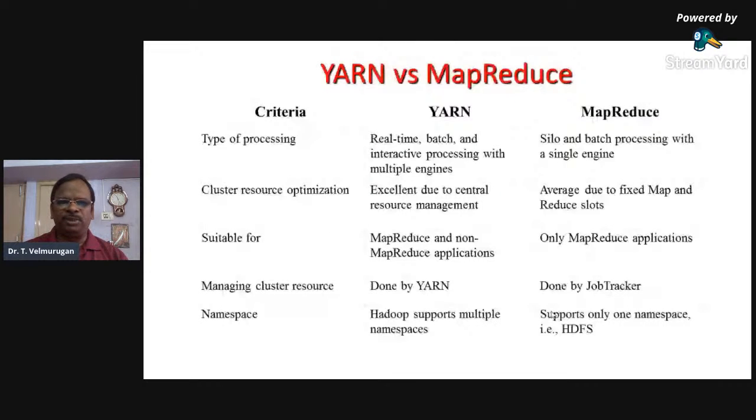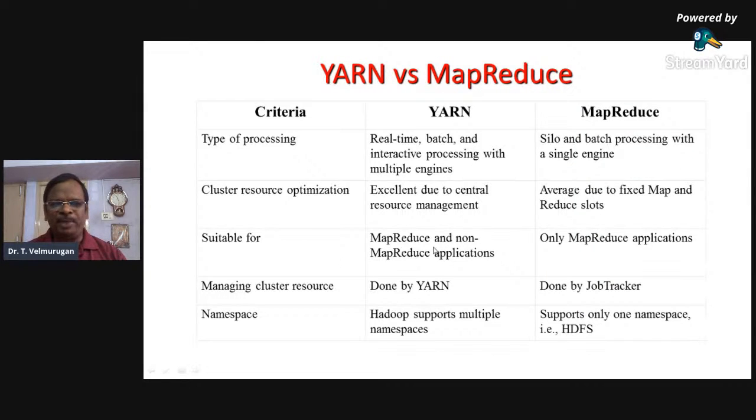Now we discuss the difference between YARN and MapReduce. The type of processing utilized in YARN is real-time, batch, and interactive processing, with multiple engines. MapReduce utilizes only a single engine. Batch processing and single-engine information processing is carried out in MapReduce. Cluster resource optimization: how is it carried out by both? Excellent work is done by YARN. Average work is done by MapReduce.